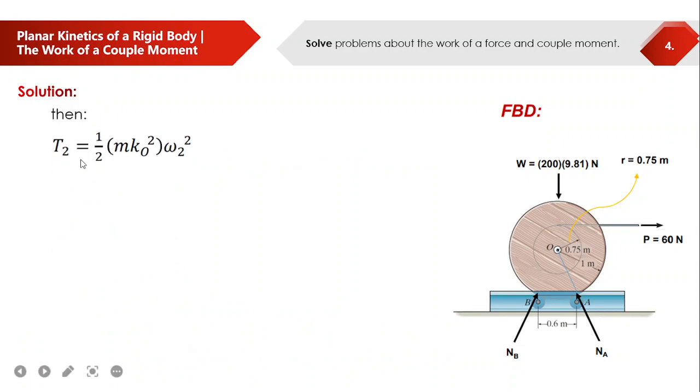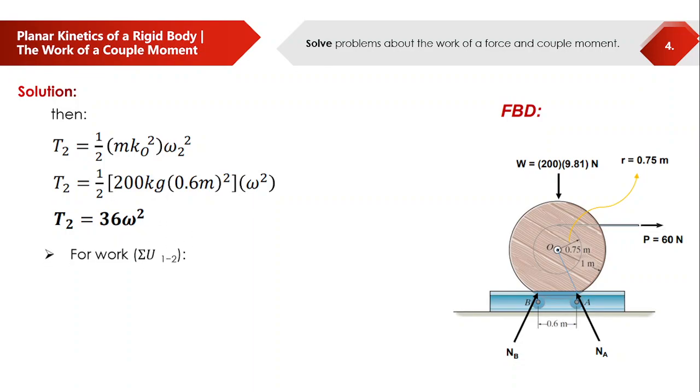Therefore, we have your simplified formula for final kinetic energy. We have your 1/2 m k sub O squared times the final angular velocity squared. So that will be 1/2 times 200 kilograms times 0.6 squared times angular velocity squared. Therefore, your T sub 2 is equal to 36 times angular velocity squared. So that will be your final kinetic energy, kasi nga, ito yung hinahanap natin after 2 revolutions.